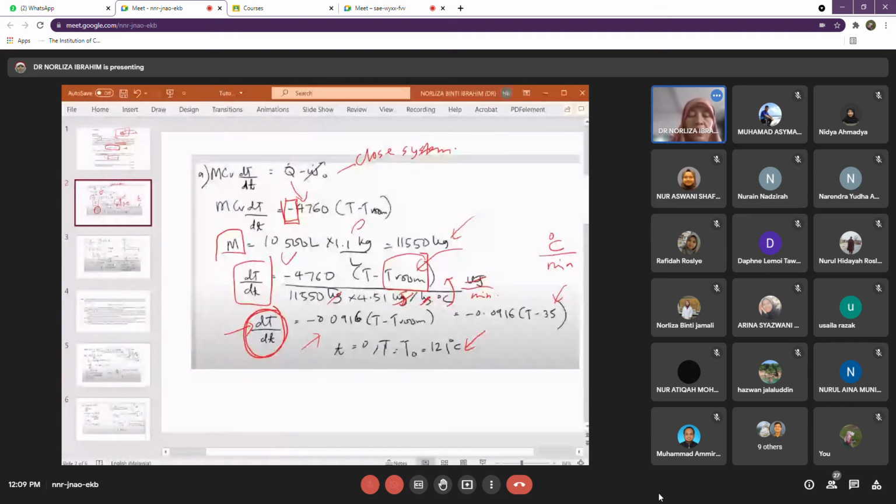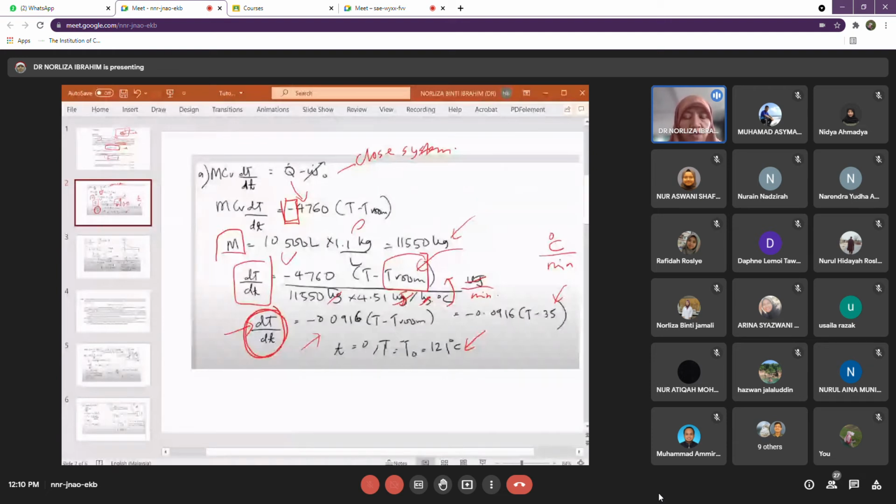Okay. So if the question asks you to derive the differential equation of the room, then you have to consider the room. All right. So accordingly, you have to see the question. All right, so this is the expression for the differential equation.